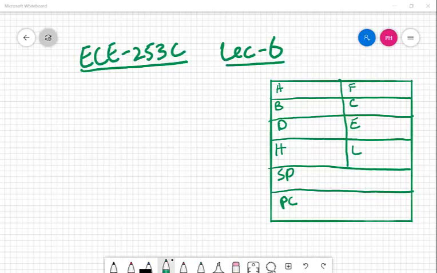Welcome back. This will be lecture 6 of EC253C. We have been discussing the programming model and various instructions associated with the 8085 microprocessor. Last time we discussed a couple of instructions like add and move immediate. I have my programming model here.